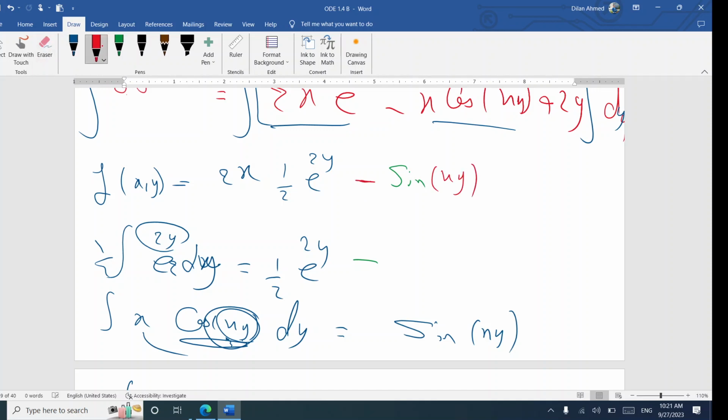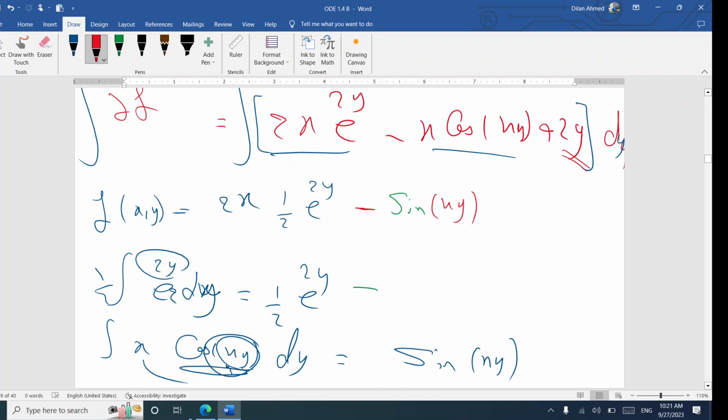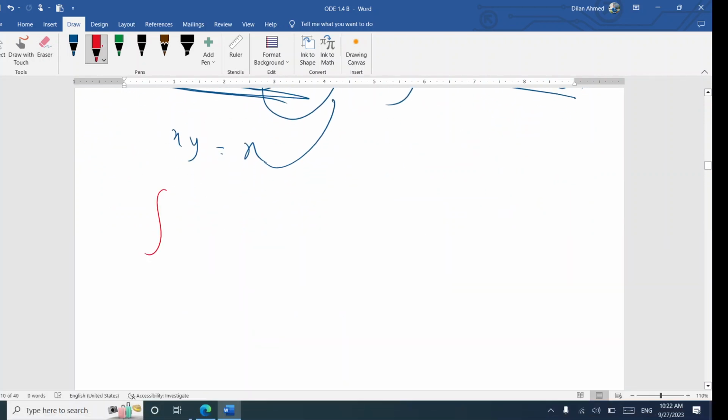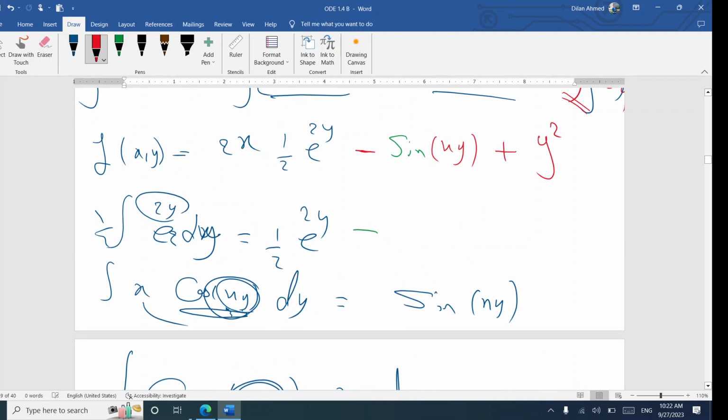Sine xy. Do you agree with me? How about the integral of the third part? By y. Y square over 2. 2y dy. Y square over 2, so y square. Do you agree with me? Plus what? Not g of y. Gx or h of x, up to you.